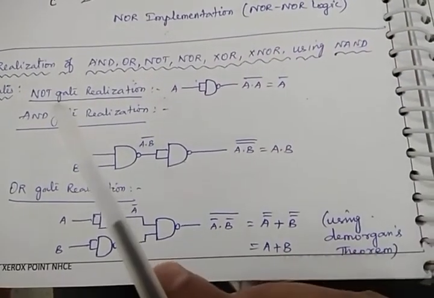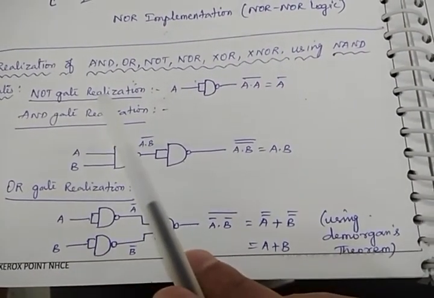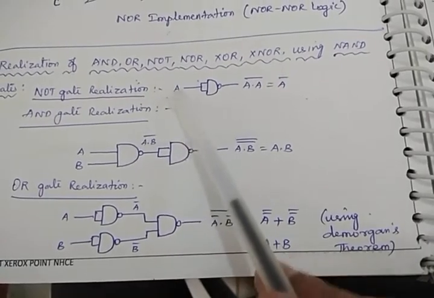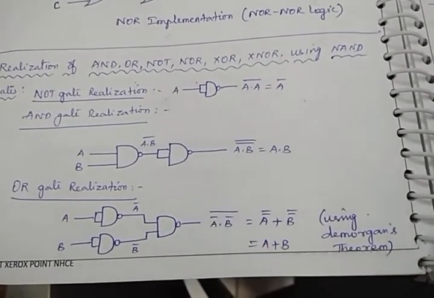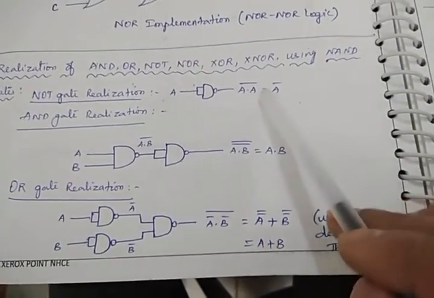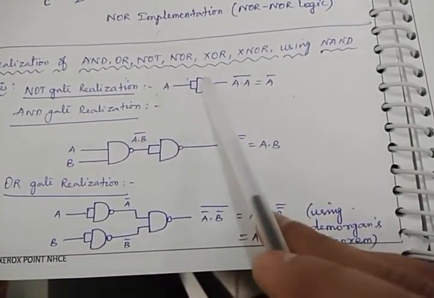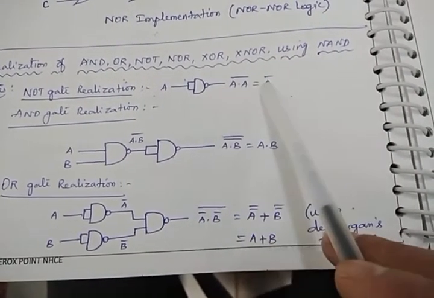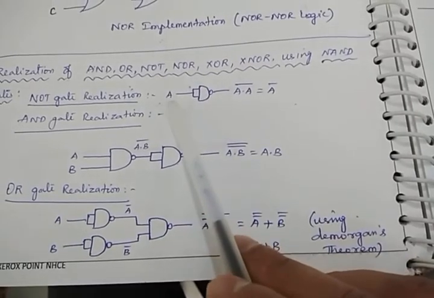So we'll start with NOT gate. NOT gate means inversion gate, we know. When I give 0 you will get 1. If I give 1 you will get 0. Right? So here by using NAND gate, how am I going to get the inverted output of the input?